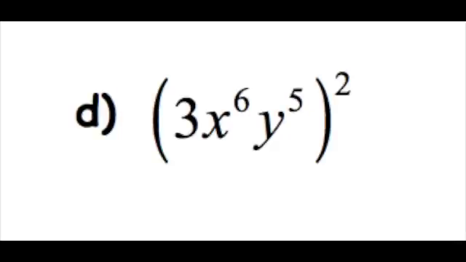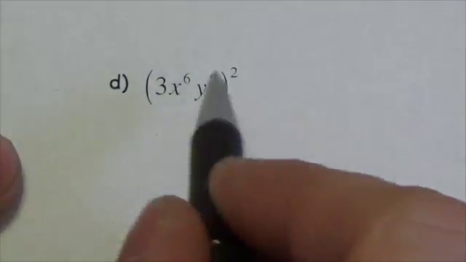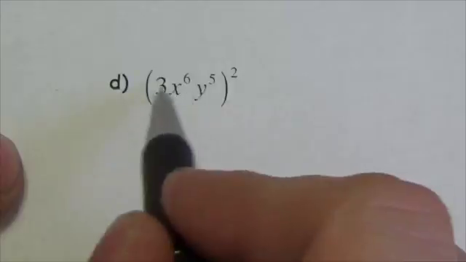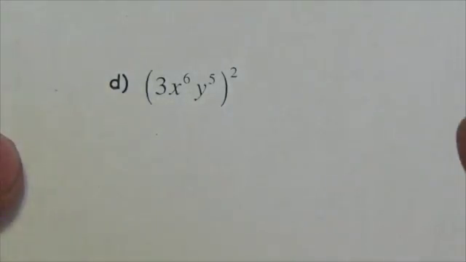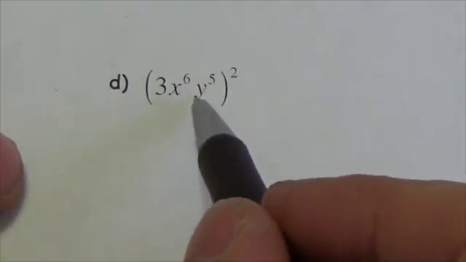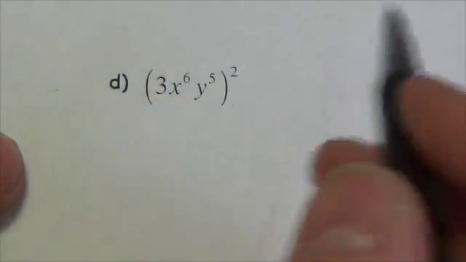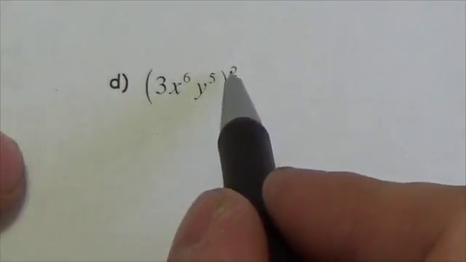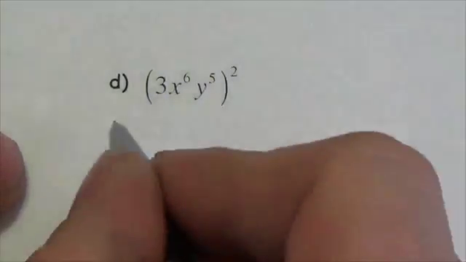3x to the 6th, y to the 5th, all squared. Okay, now for this question again, I'm seeing a set of parentheses here, so that would inspire me to look inside and do whatever kind of simplification I need to here first. But there's nothing to simplify. This is 3 times a power of x times a power of y. There's nothing there that can be simplified because there's no like bases. So I can apply the power rule here. That 2, because these are all factors here, will distribute to each one of those.